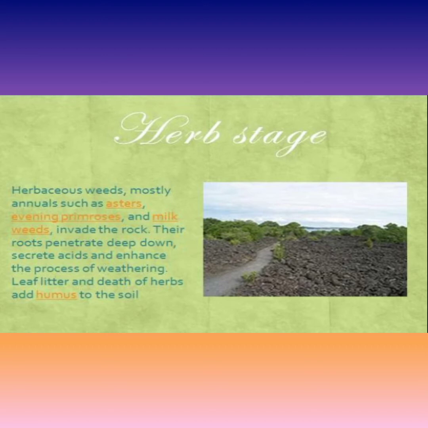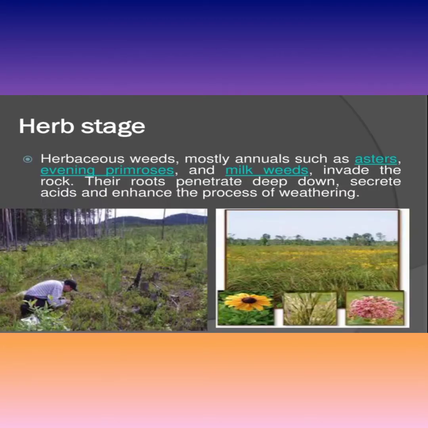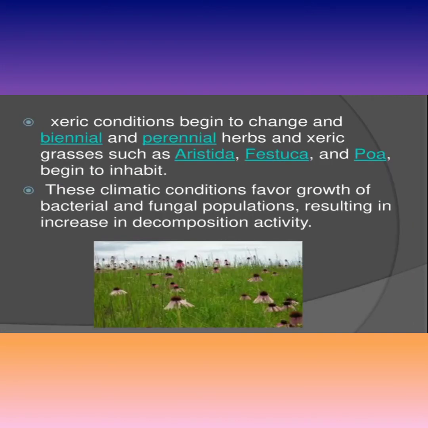Their roots penetrate deep down and secrete acid and enhance the process of weathering. Leaf litter and the death of herbs add humus to the soil. Herbaceous weeds, mostly annual, such as asters, evening primroses and milkweed invade the rock and their roots penetrate deep down and secrete acid and enhance the process of weathering. Xeric conditions begin to change and biennials and perennials.